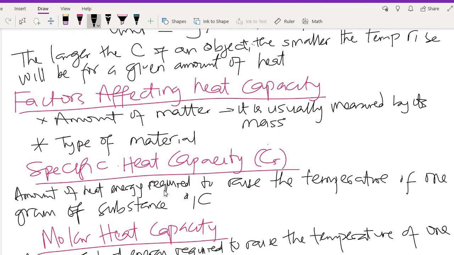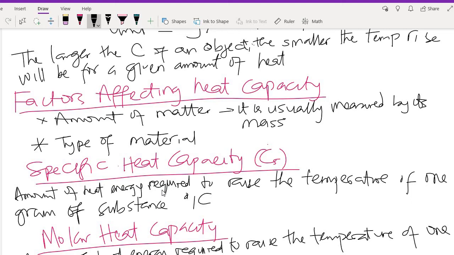We have factors that affect heat capacity. The amount of matter, which is usually measured by its mass, affects heat capacity. For example, 200 grams of water will require twice as much heat to raise the temperature by 1 degree C as does 100 grams of water.